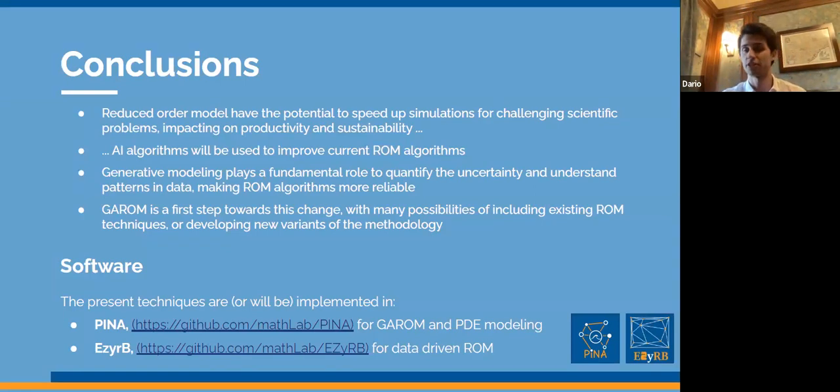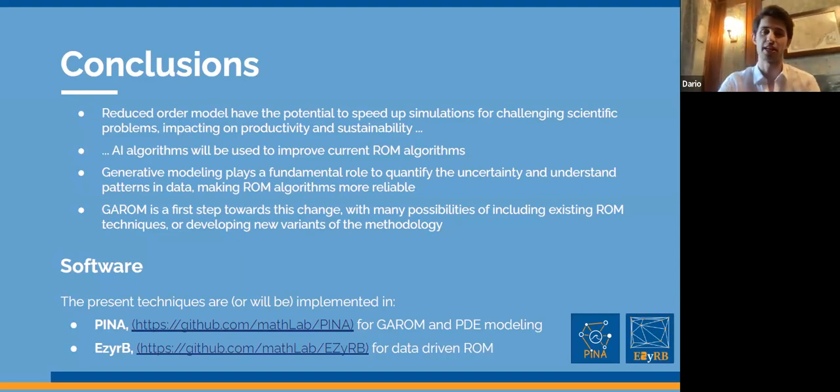Also, GAROM, which is a first step towards the application of generative models in reduced order models, has many possible new research directions, starting from changing the model architecture. In all of these tests, we use a very simple neural network for the generator and discriminator. And as we can see, we can still obtain very good results. So maybe if we start using more complex networks based on, for example, UNet or convolutional neural networks, we could obtain even better results. We can understand more on the conditioning, starting to explore different conditioning mechanisms. So this is a prominent area.